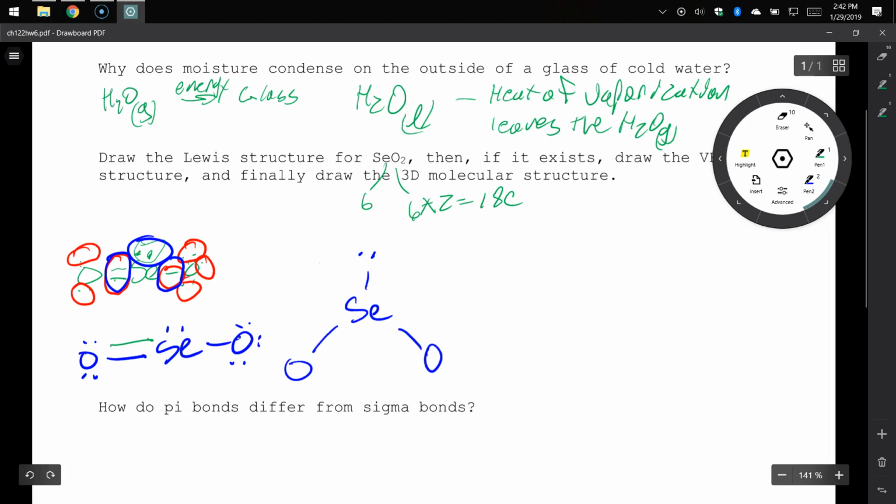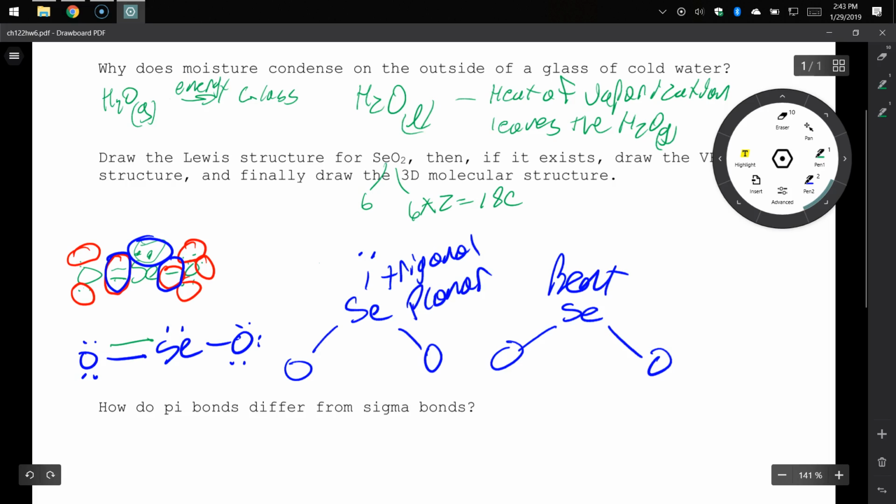Does it matter that the oxygen on the left had a double bond on it? It's still connected to only 3 things. So its 3-dimensional structure would show what formation? Trigonal planar. Yeah. One object can only have 3 things around it. And then what's its VSEPR structure? Just bent. Okay. Questions about that one?